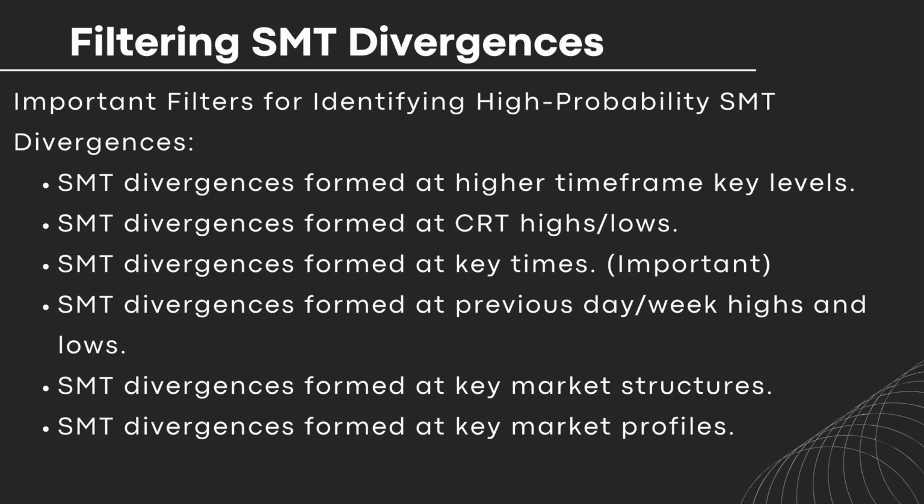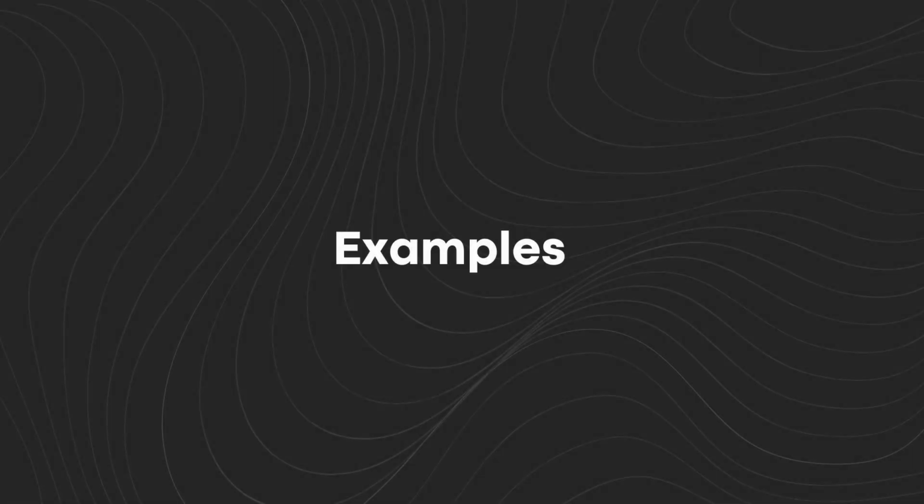These were some of the most important filters for SMT divergences that you're going to use when identifying SMT at key times and key levels. If it's not following these filters and does not have these characteristics, then you're not going to trade them. Now let's move on and look at some examples of SMT divergence, right? These examples will help you understand this concept even more.